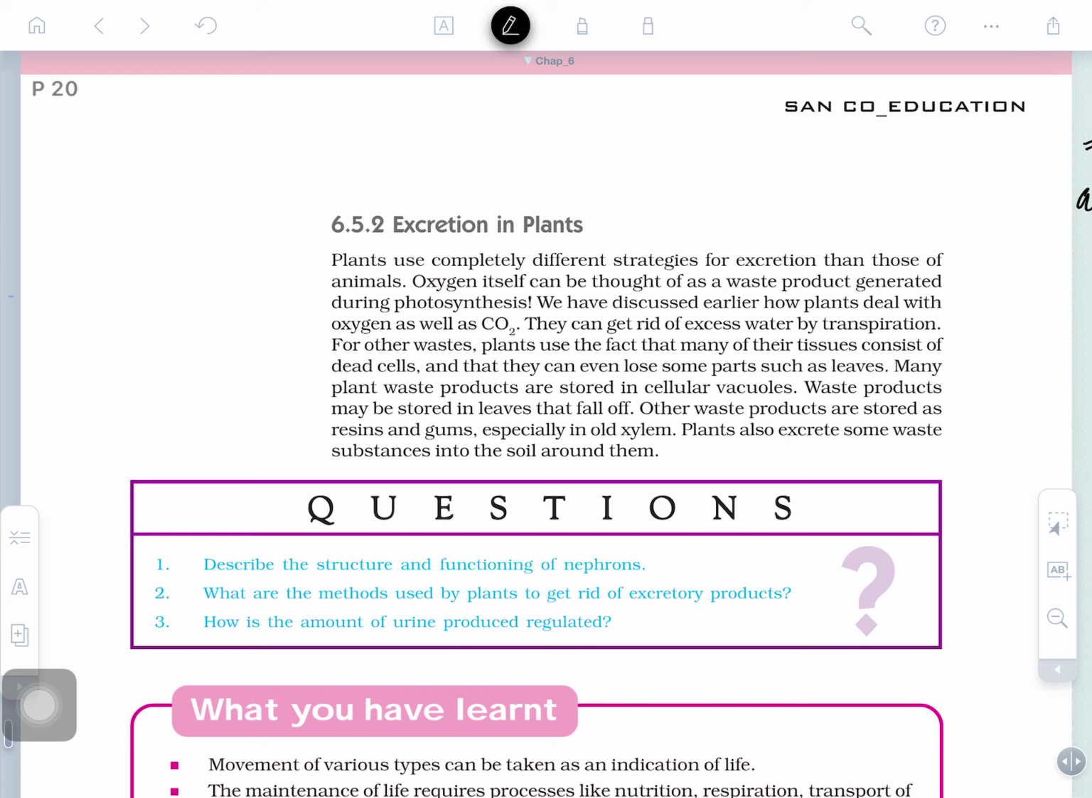Is that clear? Sometimes some inorganic materials, which are not useful for the plant, can be used by human beings, such as in the making of medicines and drugs. So which products may be stored in the leaves that fall off? Waste products are also stored as resins and gums. So you may understand here the examples of waste products in plants. In exams this question comes: write two waste products from plants. So you will write resins and gums. Especially in old xylem, plants also excrete some waste substances into the soil around them. Is that clear?